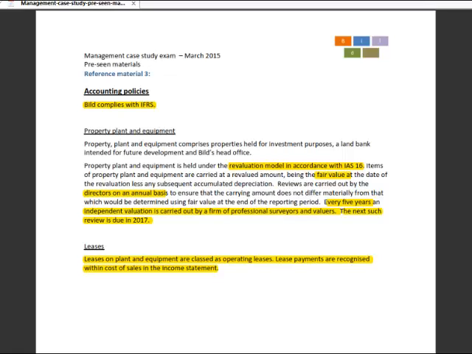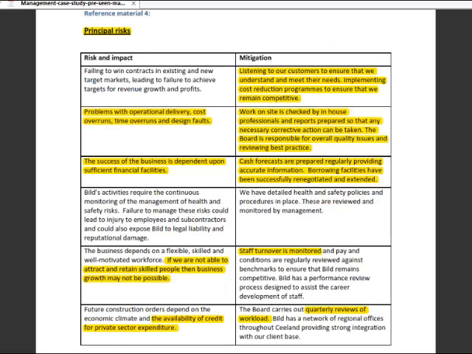So the next piece of information is called principal risks. The first questions I have about that: what is the source of this information? What is the date of this information? When was it done? Who did it? And why was it done? So we're not told any of that, so we need to perhaps understand that.